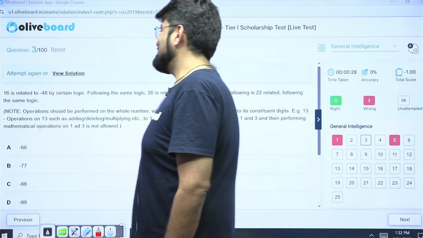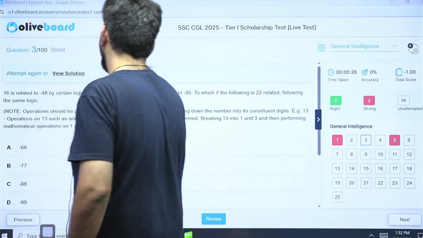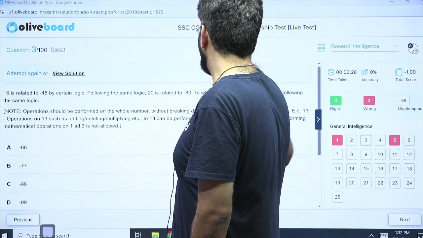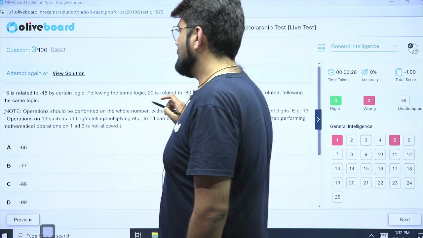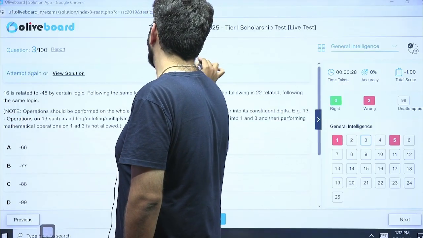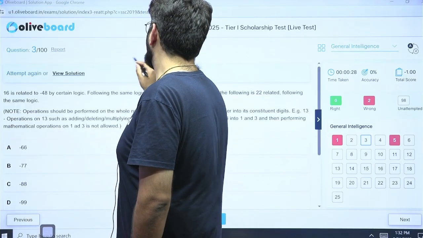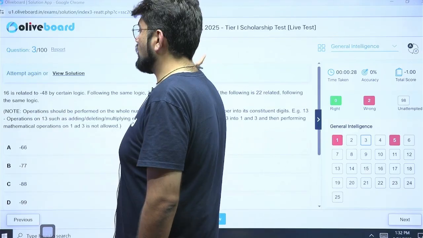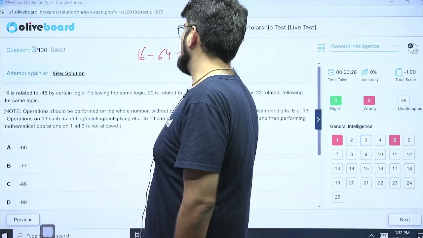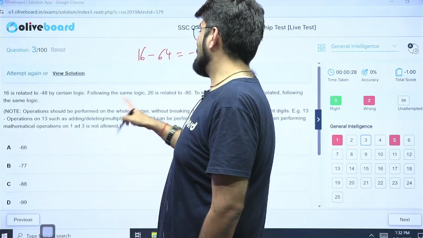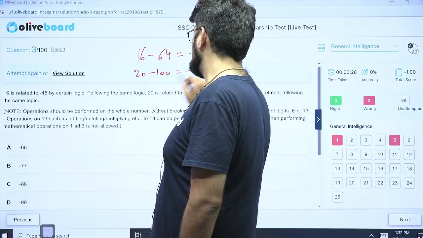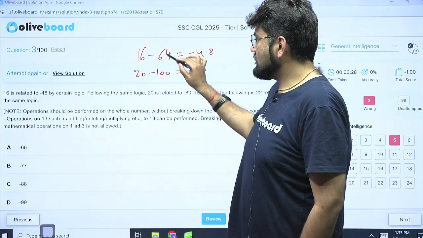Now, 16 is related to minus 48 by a certain logic. Then following the same logic, 20 is related to minus 80. Then how is 22 related to which of these numbers? If you observe carefully, from 16 to minus 48, how will I reach here? What will I subtract from 16? Obviously 48 plus 16, that is 64. If I subtract 64, I'll get minus 48. So 20, if I subtract 100 from it, I'll get minus 80. Am I right?